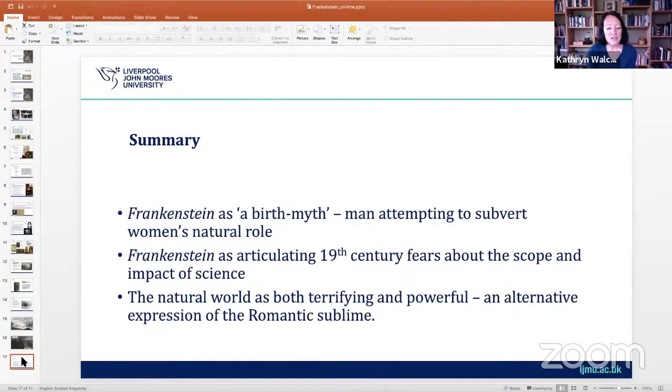And also drawing attention to nature as a theme which is both terrifying and powerful, and a different rendition, not through poetry. Usually the sublime is written about in romantic poetry, but here the sublime is articulated through this Gothic horror story. So I'll stop there. I hope that that's been useful and that you'll be able to have a look at the slides in due course.